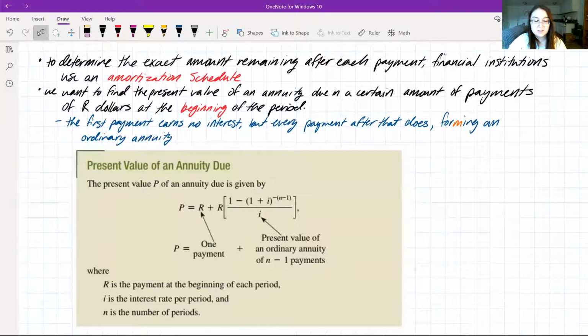We want to find the present value of an annuity due in a certain amount of payments of R dollars at the beginning of the period. So remember how we talked before about paying at the end of a period, now we have payments at the beginning of the period. The first payment earns no interest, but every payment after that does, forming an ordinary annuity.